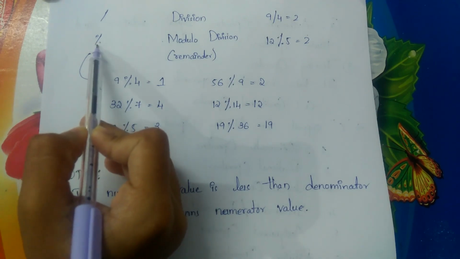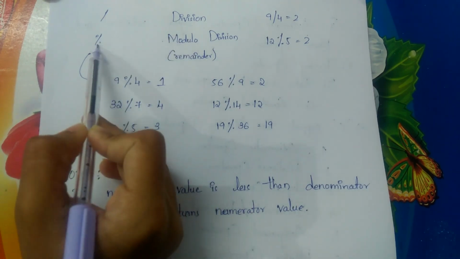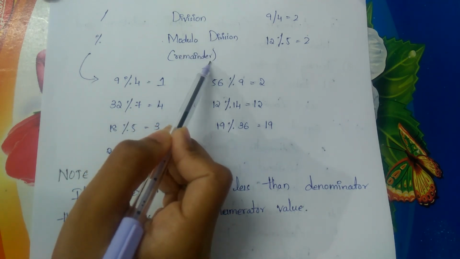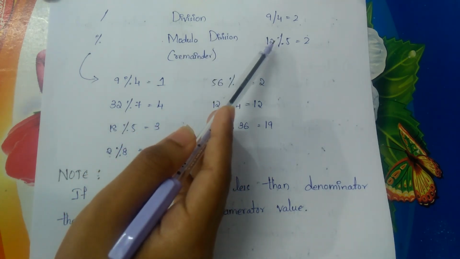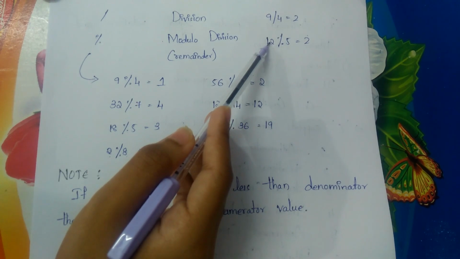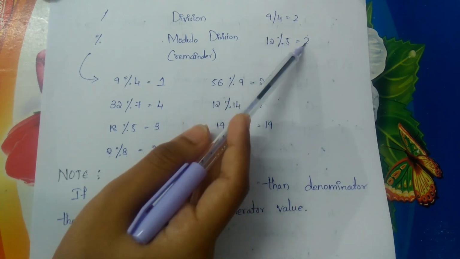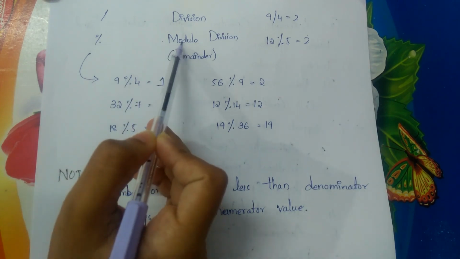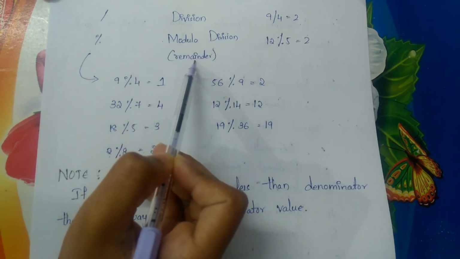The next one is modulo division. This is the percent symbol. We use modulo division to get the remainder as the output. So 12 divided by 5: when we divide 12 by 5, we get the remainder 2. So we use the percent symbol, modulo division, to get the remainder as the output.